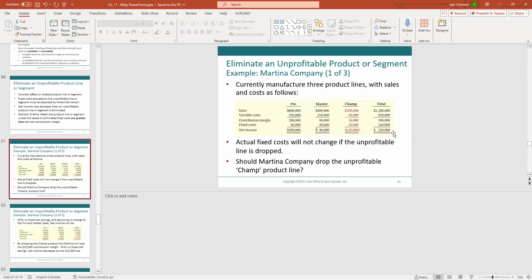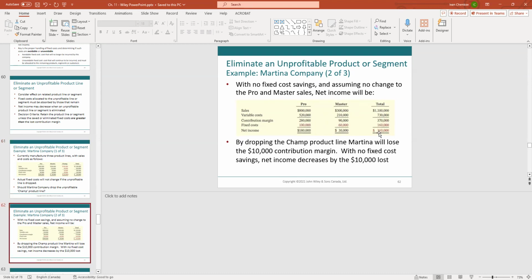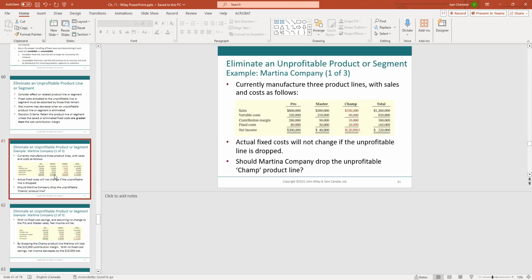Again, if we keep champ, we're making 220,000. If we decide to get rid of it, we're gonna lose 10,000. Should I get rid of it? No. Make sense? Yes.